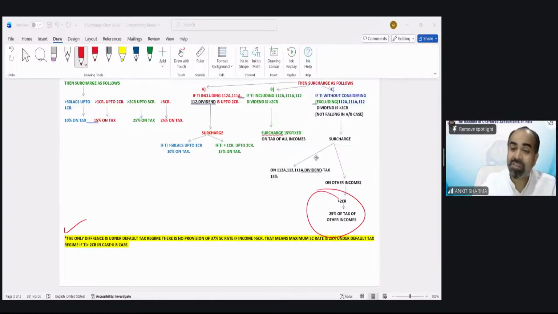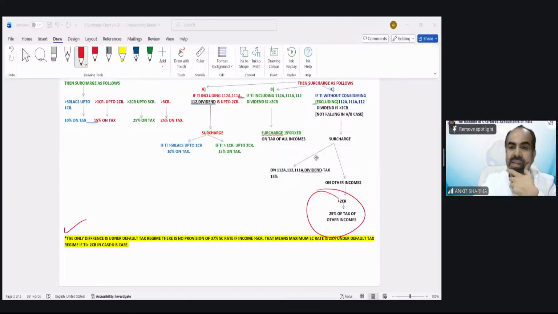There is a specific chapter of capital gains, I guess more than 180 pages, in which this needs to be discussed. So I always avoid shortcuts, and I also request you, do not try to learn anything in shortcut, not at least under income tax. We will discuss it when the time comes.